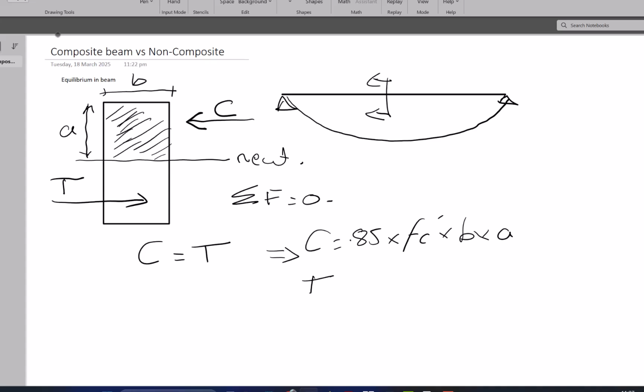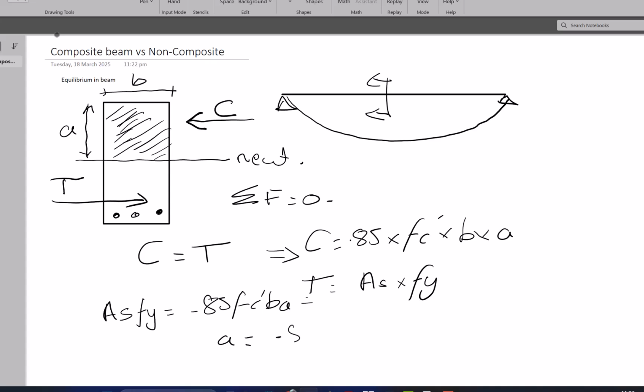And for the tension part, we assume that the concrete will not take any tension and the only tension will be taken by the steel. We assume that the area of steel multiplied by its allowable stress, or the stress it can take, is the tension. Hence, this equation becomes As fy equals 0.85 f'c times b times a. Now, the only unknown in this equation is a, which we can find by simply equating: a equals As fy over 0.85 f'c and b.